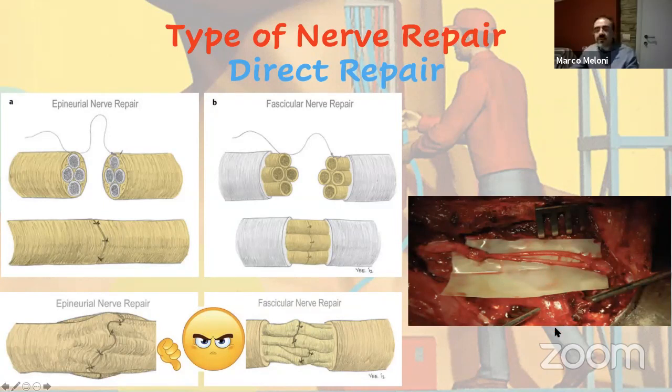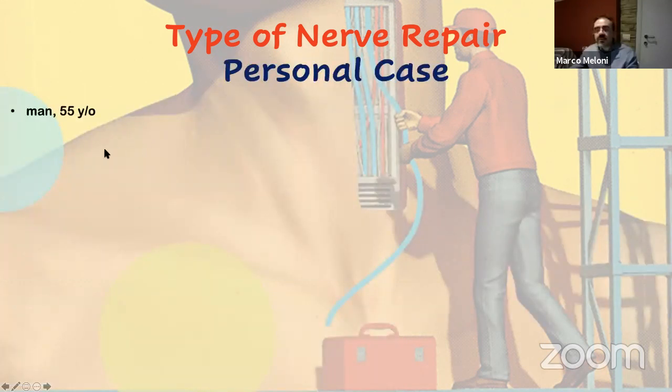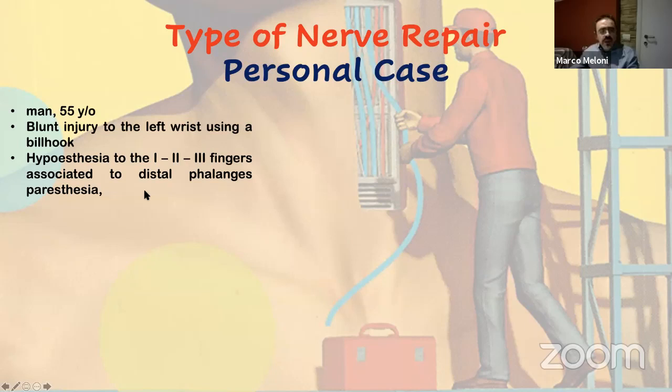And this is a personal case I would like to share with you. This is a case of a man of 50 years old who came to my attention because he got a blunt injury to the left wrist using a billhook. He suddenly had hypoesthesia of the first, second, and third finger associated with distal phalanx paresthesia. And in the following weeks, he got a progressive hypotrophy of the flexor pollicis brevis.